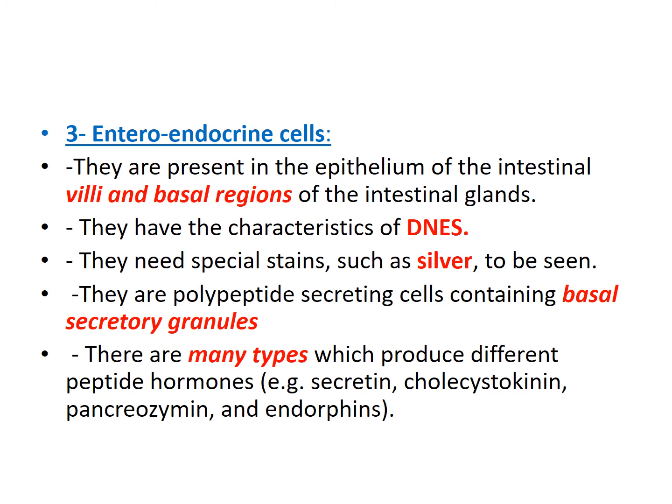These cells are polypeptide-secreting cells containing basal secretory granules. There are many types of these cells which produce different peptide hormones. Some cells secrete secretin, others secrete cholecystokinin, others secrete pancreozymin, and others secrete endorphins.